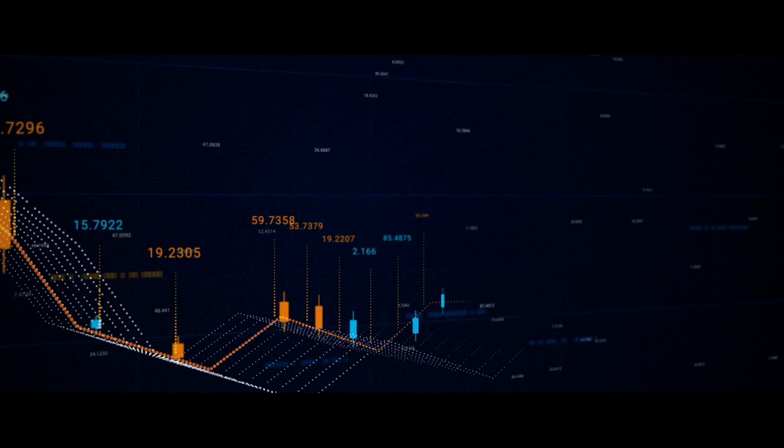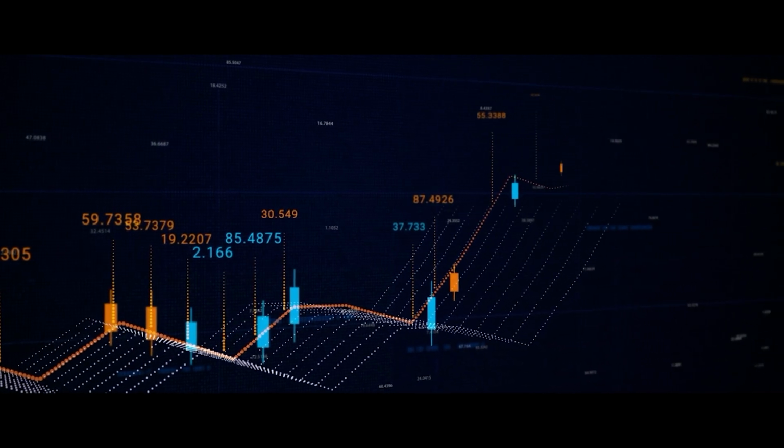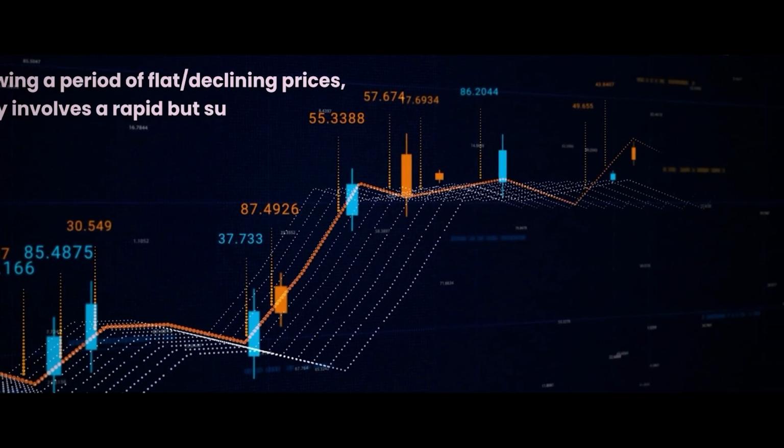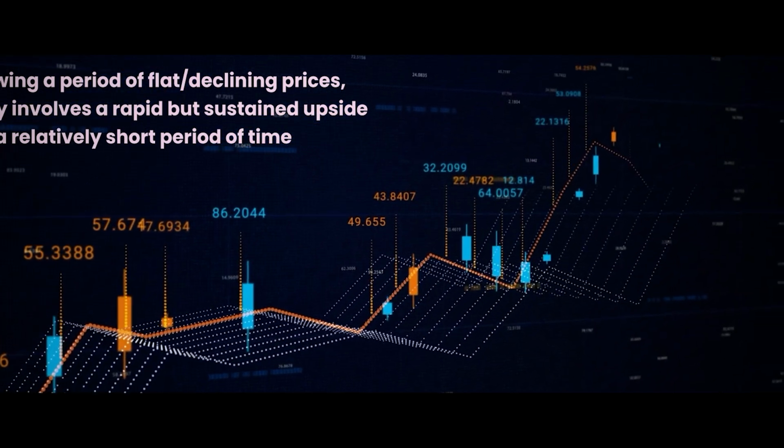A rally is a period of sustained increases in the prices of stocks. Usually, it involves rapid or substantial upside moves over a relatively short period of time. However, a rally will typically follow a period of flat or declining prices.